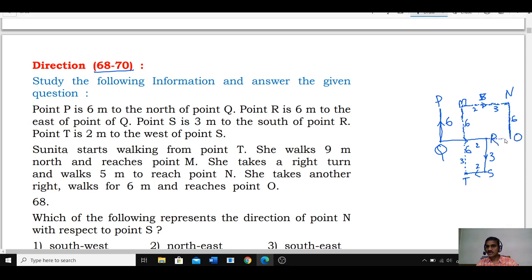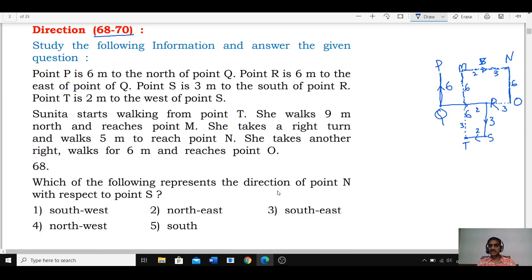Now the distance between R and O. Now the distance between R and Y is how much? R and Y is 3 meters, equivalent to this 3. Then 68. Which of the following represents the direction of point N with respect to S?